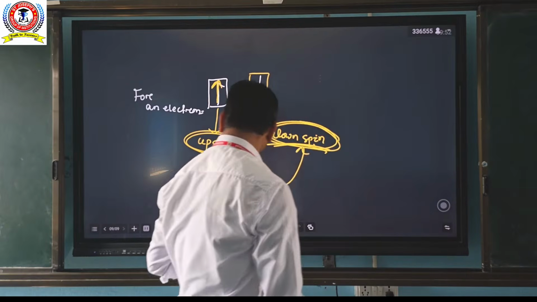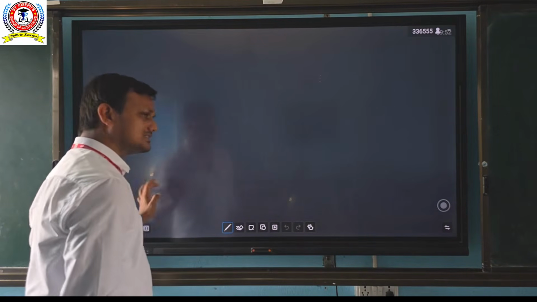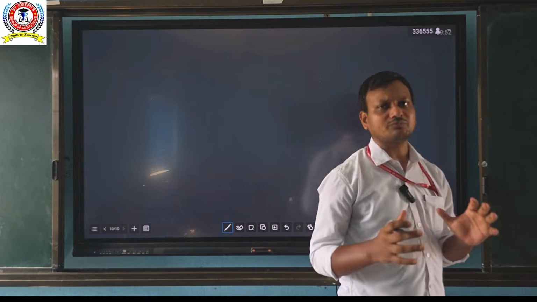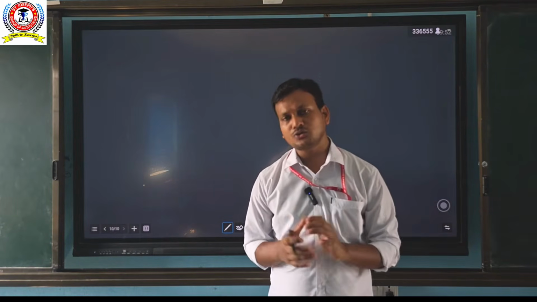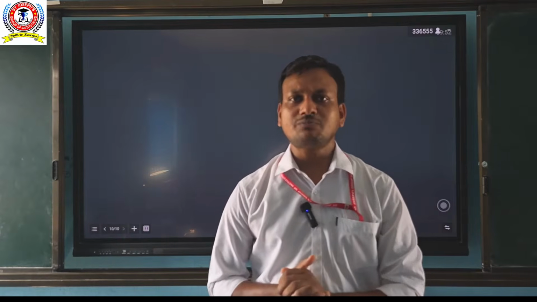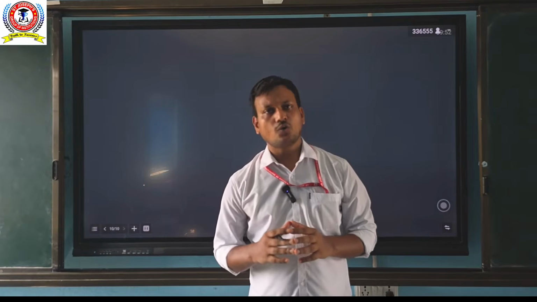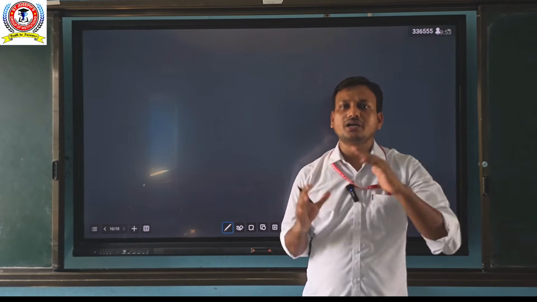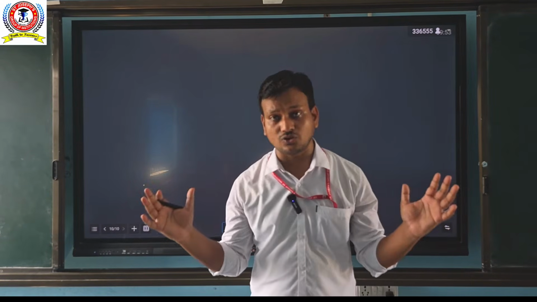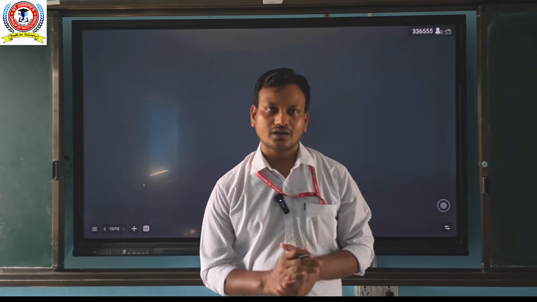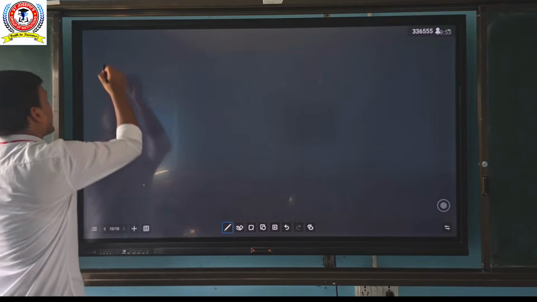Students, let's start the very important concept. Before I start this concept, I want to say that one concept is node, and node means where the probability of finding an electron is 0. We will take one complete class for node.